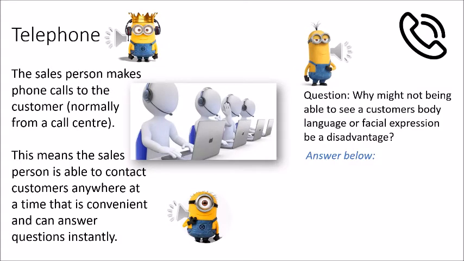The salesperson makes phone calls to the customer, normally from a call centre. This means the salesperson is able to contact customers anywhere at a time that is convenient and can answer any questions instantly. However, the salesperson cannot read a customer's body language or facial expressions. Lots of customers may also not answer the call, making it a less efficient way to communicate.